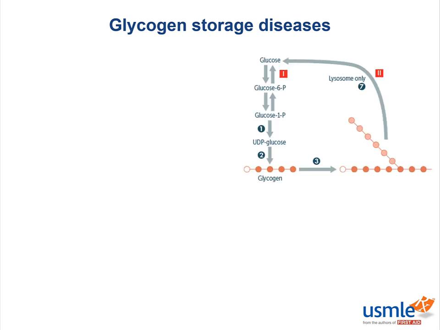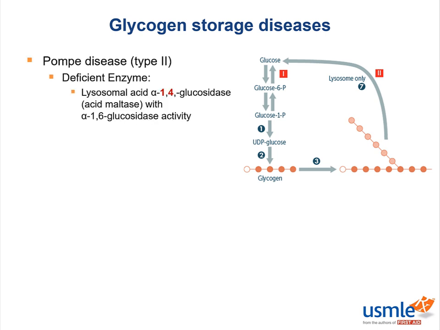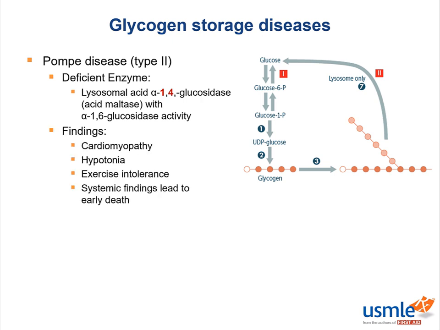Now the next glycogen storage disease is labeled in this diagram with the Roman numeral 2. This is Pompe's disease, or type 2. The deficient enzyme is lysosomal acid alpha-1,4-glucosidase, or acid maltase, with an alpha-1,6-glucosidase activity. Our clinical findings would include cardiomyopathy, hypotonia, and exercise intolerance. This glycogen storage disease is unique because it affects the heart, liver, and muscle. These systemic findings can lead to early death.